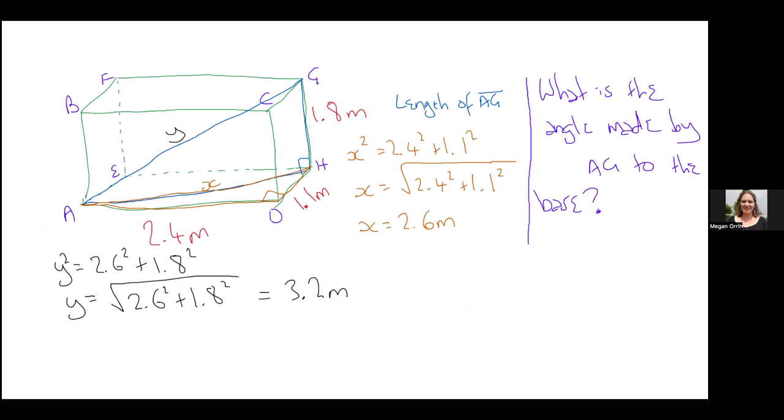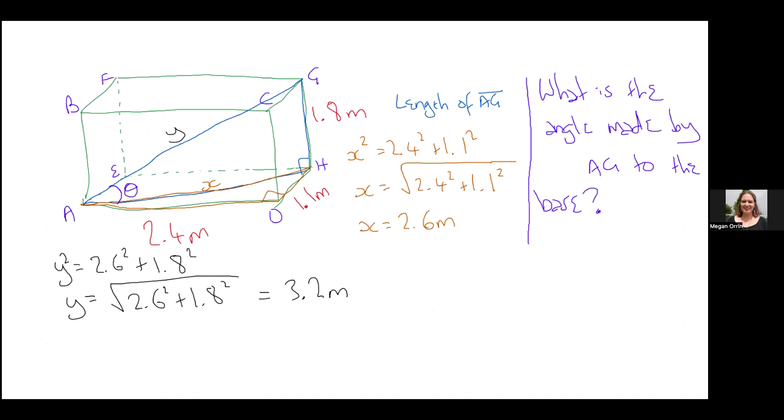All right, it's actually this angle here, and it's part of my 3D triangle. It's not this one to AD. A lot of people accidentally find this wrong angle. It is part of my 3D triangle because AG is a 3D line and it needs to go to the base. Do I have enough information to find this?